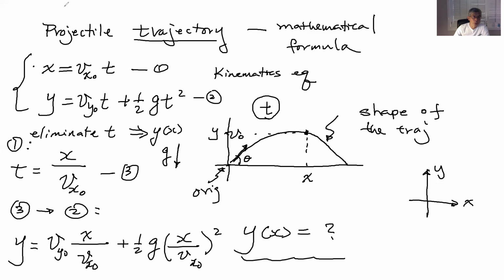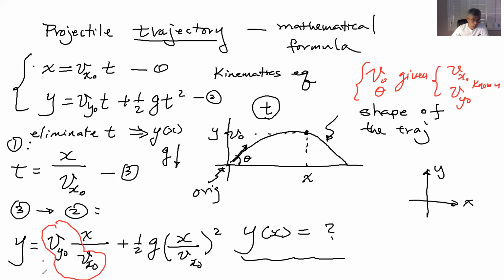Keep in mind, V0 is given. So that means Vx0 and also theta are given. So both of these are given, so Vx0 and Vy0 are known. So we're going to call that A. And these are known right there, G is 10. It's squared there, and we're going to call that B. So this is 1/2 G over Vx0 squared.